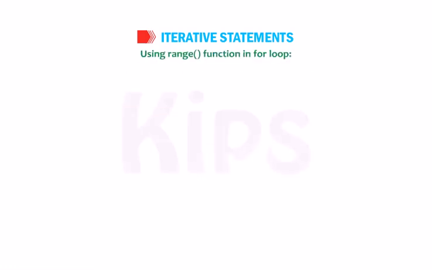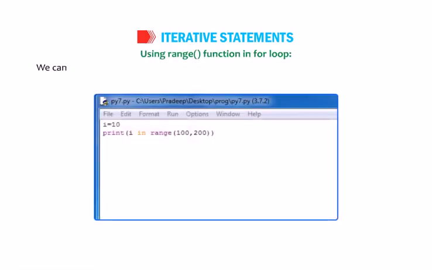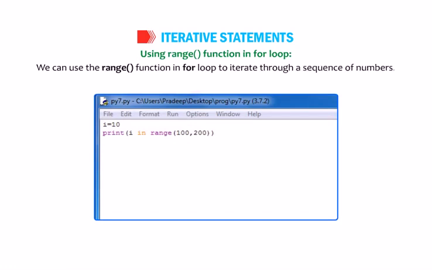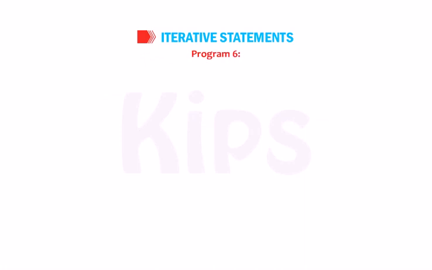Using the range function in a for loop. We can use the range function in a for loop to iterate through a sequence of numbers. Program 6.